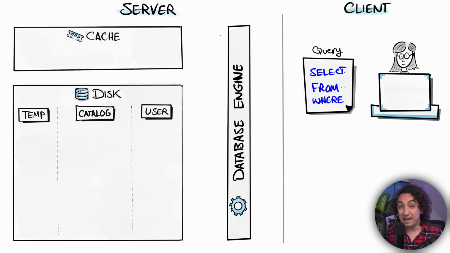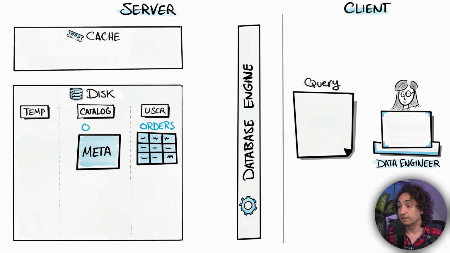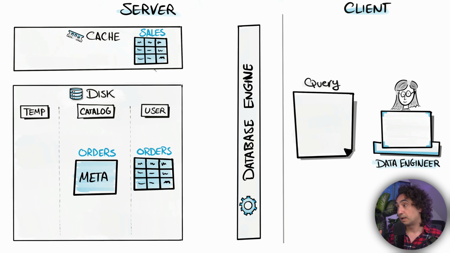So these are the main components of the database architecture. So now let's have an example. Now we have a table called orders that is stored inside the user storage, and the metadata of this table is stored in the catalog. So now let's say that you are at the client side and you write a simple select query in order to select the data of the orders.